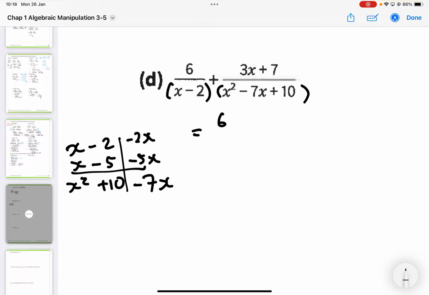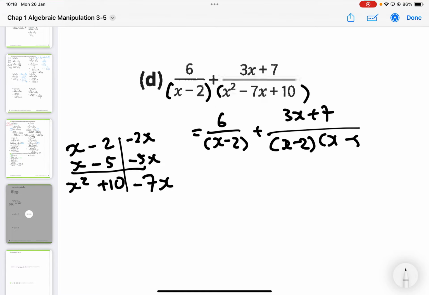Okay? Then I can factorize this into x minus 2 and x minus 5. Then I can make common denominator by multiplying x minus 5. Okay?